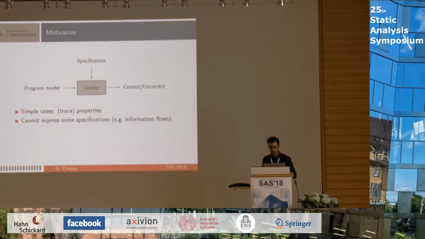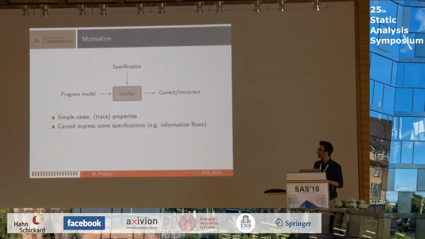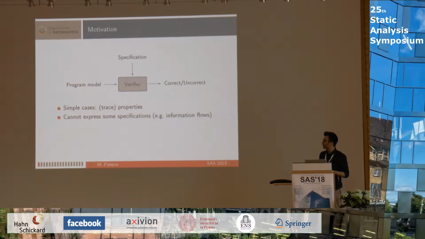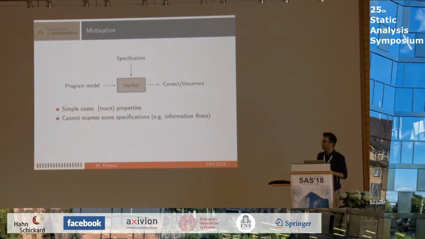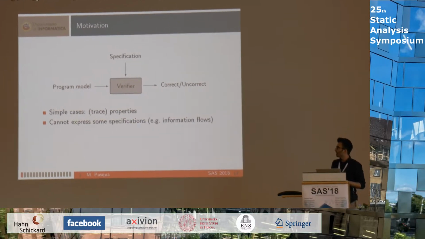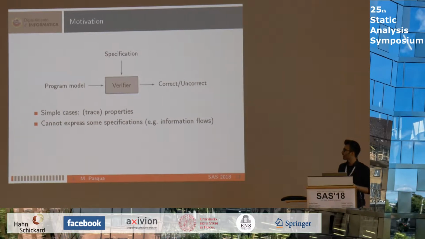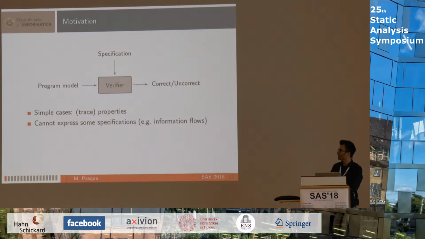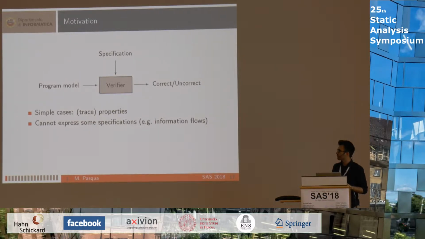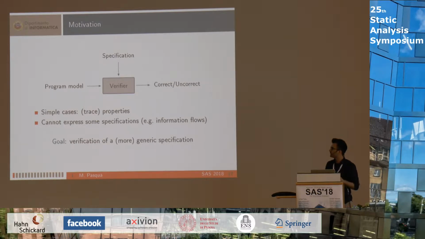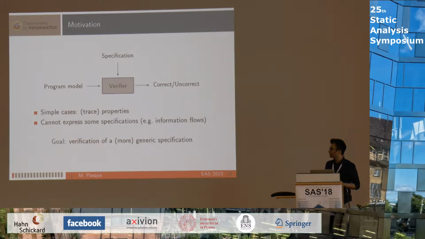The majority of works about program verification deals only with the particular specification we call trace properties, and a trace property cannot express a relation between executions, so we cannot express with trace properties useful specifications like information flow. And the goal of my research is to verify specifications which go beyond the classic trace properties.